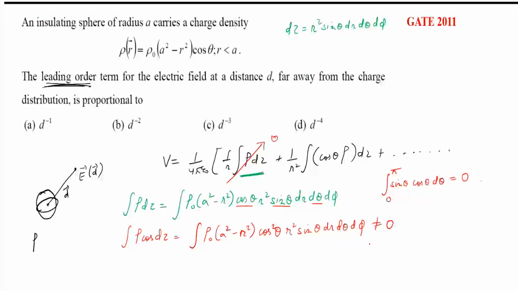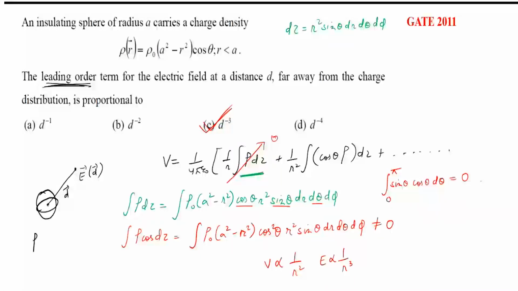So tell me, V is directly proportional to 1 by what? R square. So E will be directly proportional to? 1 by R cube. So the correct answer is? Option C. Very good. And see, now by using the dipole expansion in spherical coordinates, you are able to solve this, right? So we move on to the next question. Any doubt? Please.